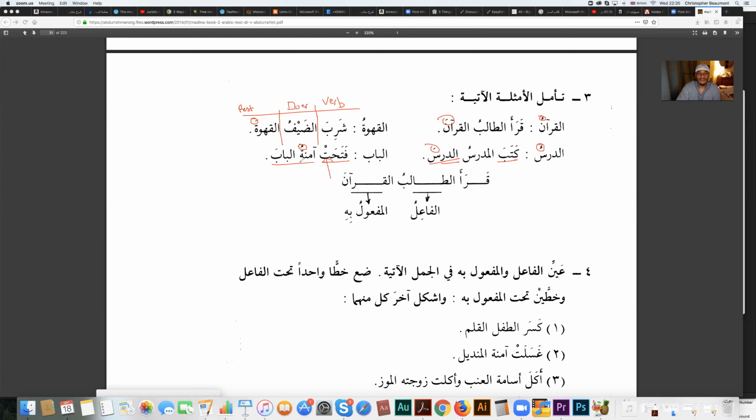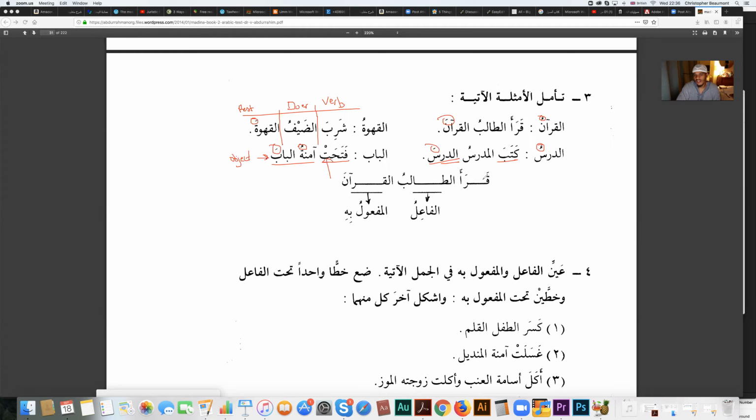Sorry, my bad. Scrap that. This is in the position of the object. Just like that, guys. And this is why it ends in a fatha. That is why it ends in a fatha.